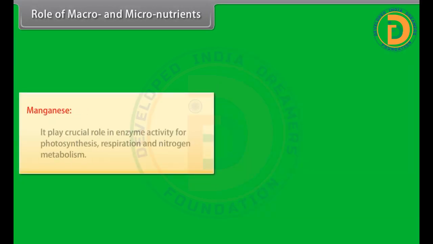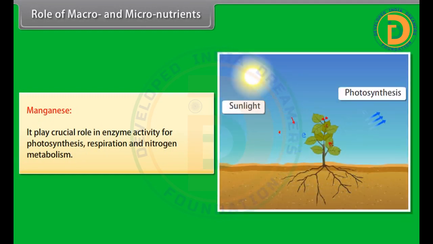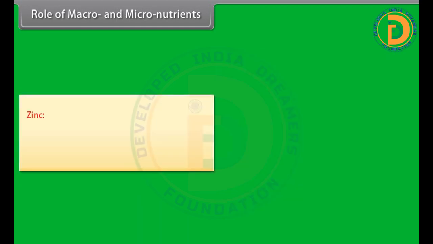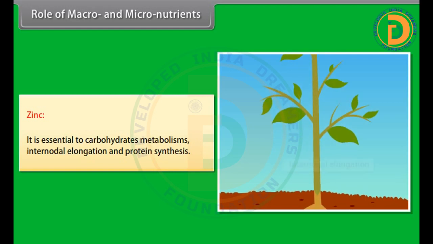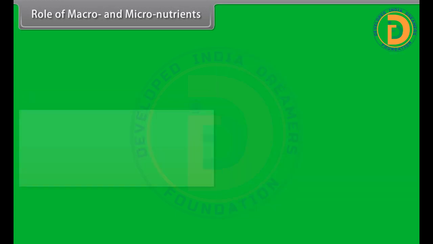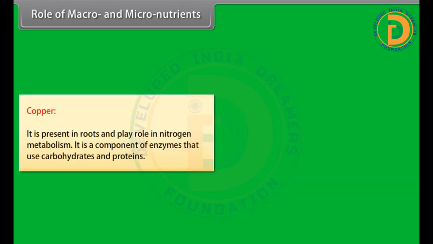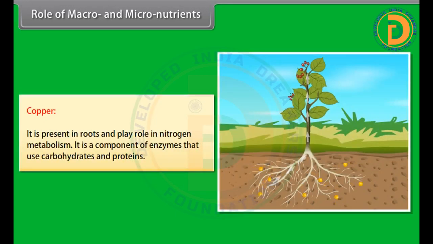Manganese. It plays a crucial role in enzyme activity for photosynthesis, respiration and nitrogen metabolism. Zinc. It is essential to carbohydrate metabolism, internodal elongation and protein synthesis. Copper. It is present in roots and plays a role in nitrogen metabolism. It is a component of enzymes that use carbohydrates and proteins.